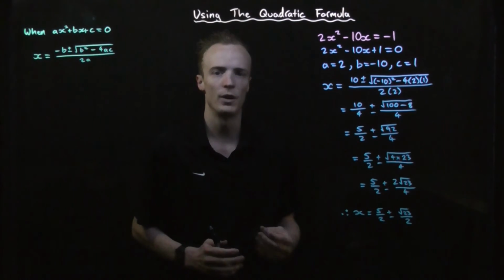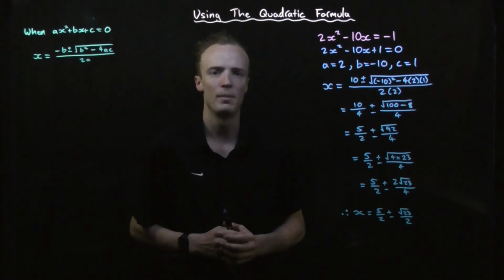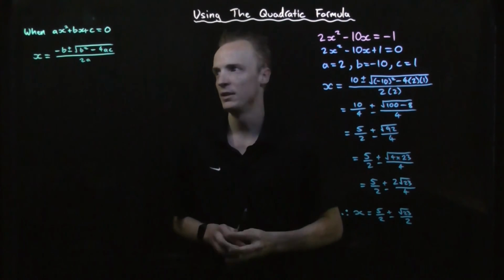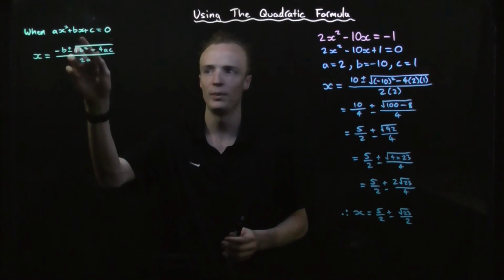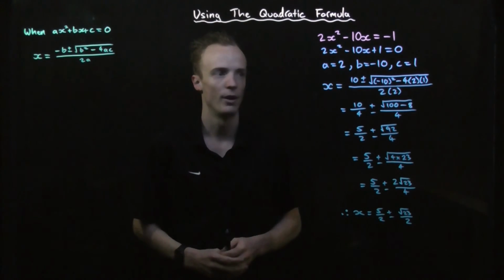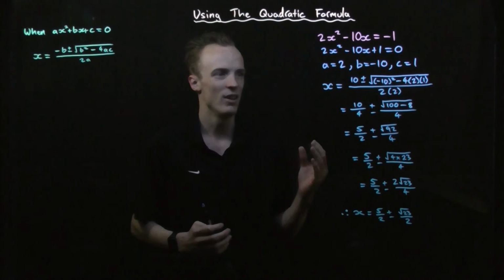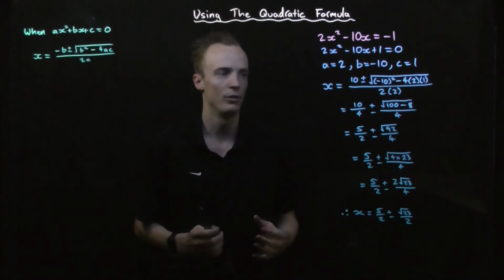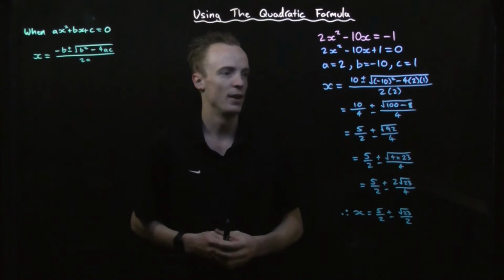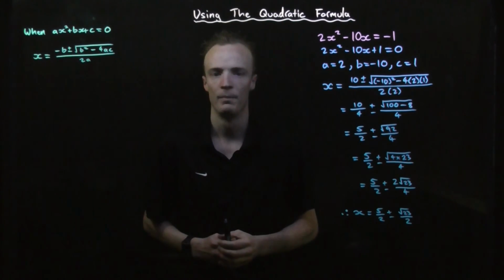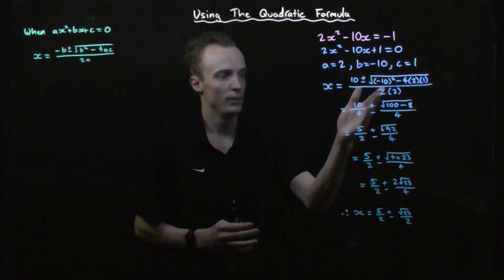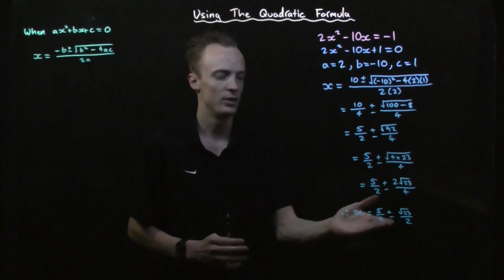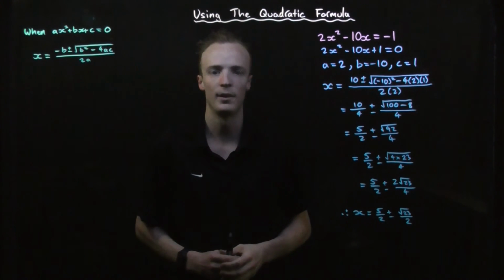So when we're solving quadratics, the first thing we have to make sure we do is to make sure the quadratic is equal to 0 and is in the format of ax squared plus bx plus c equals 0. Once we've done that, we then identify the a, the b and the c values of our quadratic, and we substitute these values into the quadratic formula. From there, you simplify and continue simplifying that quadratic formula until you get your final solutions in simplest form.